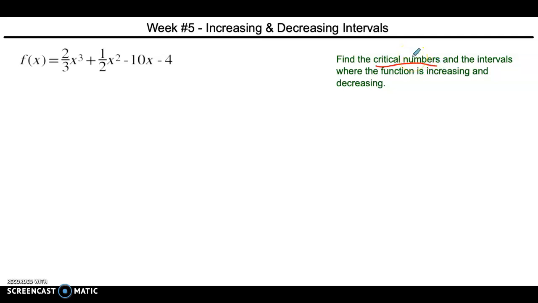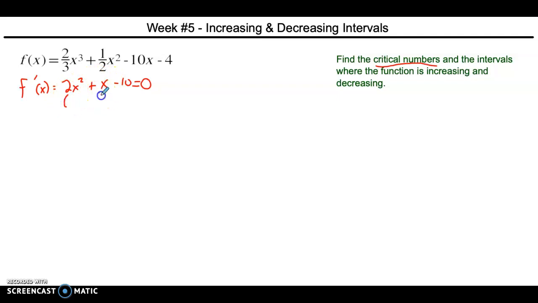To find those, we have to find the derivative, set the derivative equal to 0, and find any x values where the derivative is undefined. So that's where we start, with our derivative, f prime of x. Basically just power rule here: multiplied by 3, we get 2x squared, times by 2, we get plus 1x, minus 10. There are no x values that make this derivative undefined, so our critical numbers are coming from where the derivative is equal to 0.